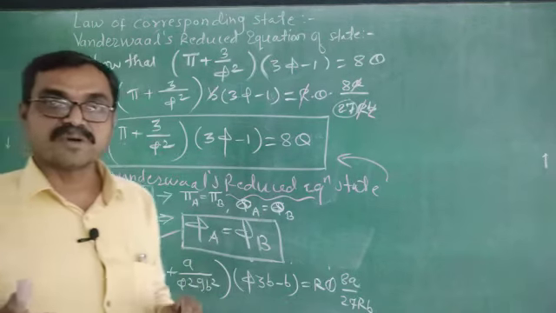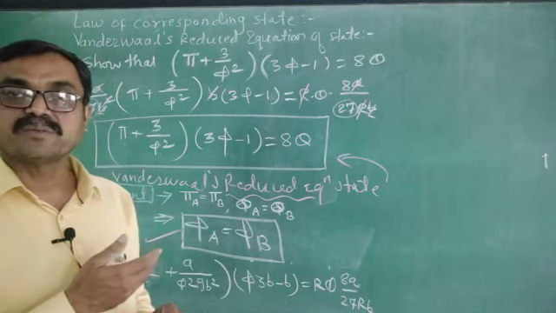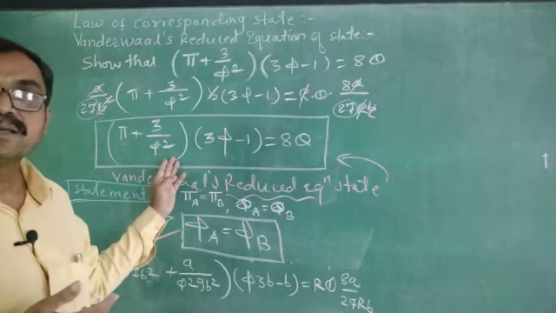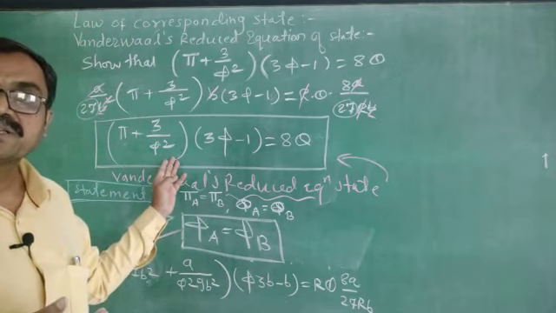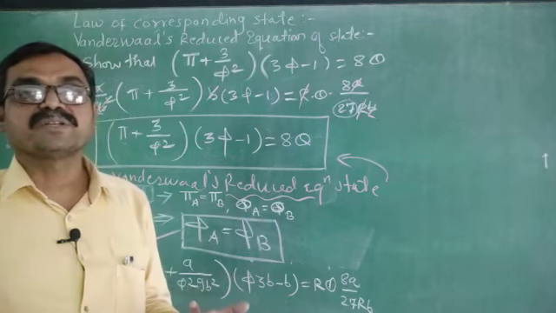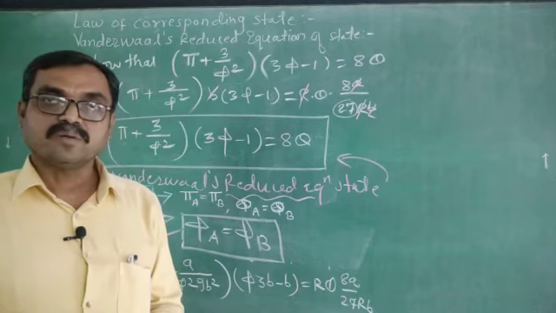Take the van der Waals equation for 1 mole of gas, then keep a upon 27 b square common after putting the values of Pc, Vc, Tc. Then a new generalization is there. It is the law of corresponding states. What is the statement? If 2 or more substances have the same values of reduced pressure and reduced temperature, then they have the same value of reduced volume.